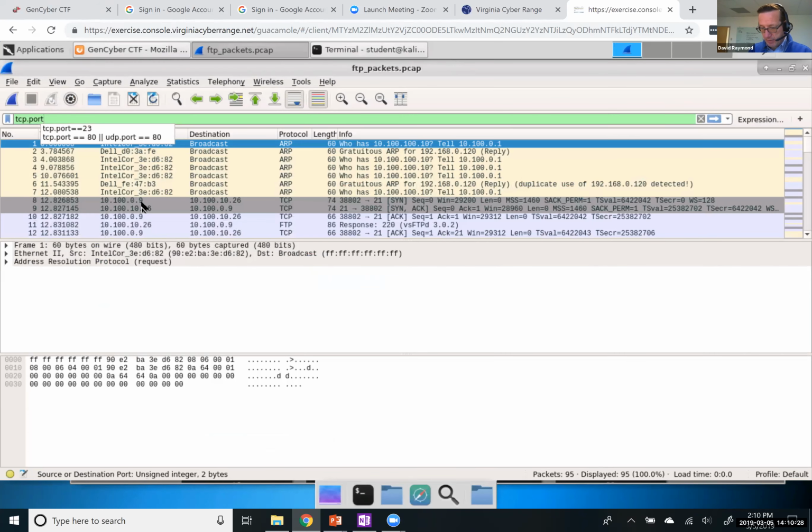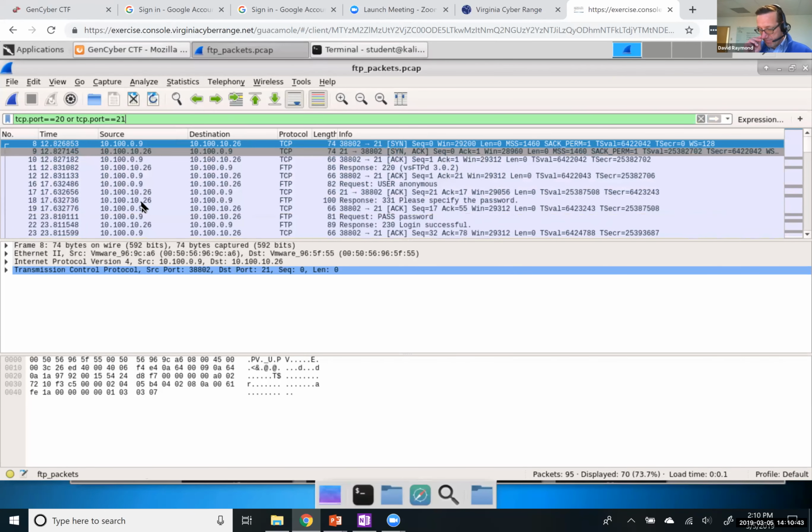TCP.port equals 20 or TCP.port equals 21. And remember, that's going to give us both the TCP control and data traffic. Okay, so here's a SYN-ACK. And this one's really easy, right?